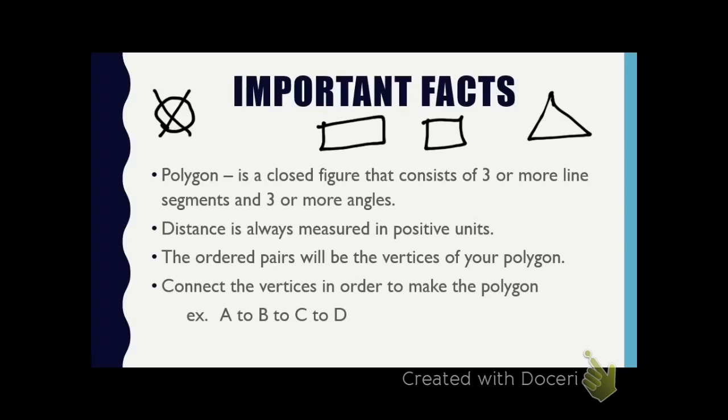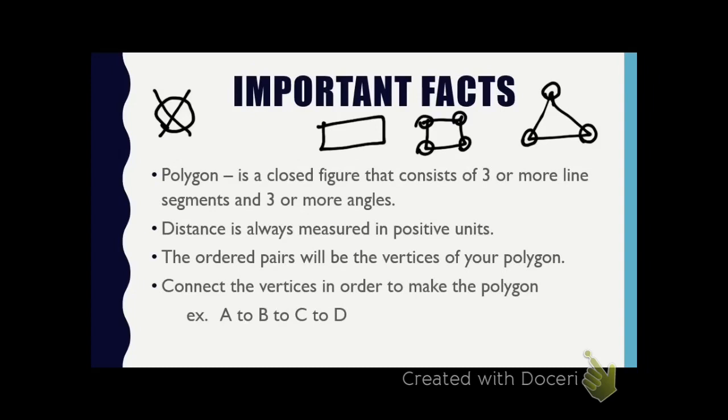The ordered pairs are going to be the vertices of your polygon. Remember what a vertex is? Those connecting points. Those are the vertices for a triangle. For a square or a rectangle, those are the vertices, the corners, the meeting points of the line segments. So that's what our ordered pairs are going to represent on our coordinate plane.